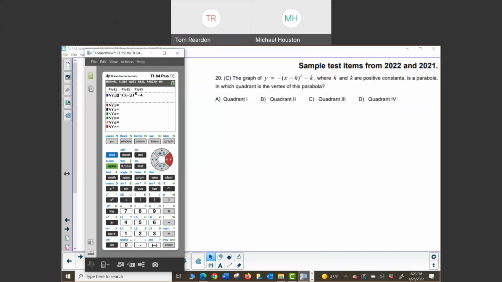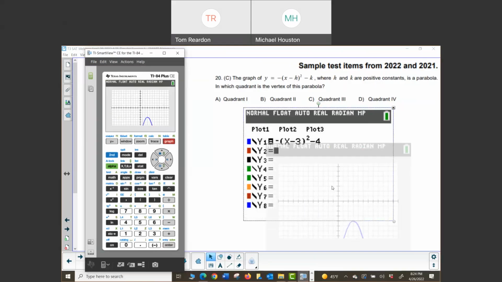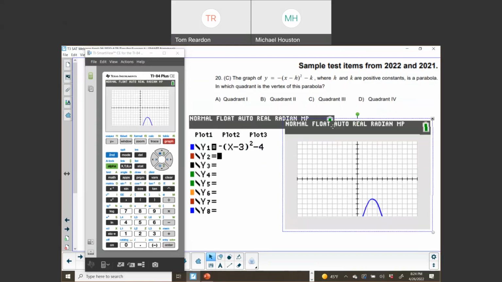Instead of being squared, I typed in, well, I better start over again. Whenever I make a mistake, that's not good. So the quantity of x minus 3, and I've got to hit the squaring button, not the negative 1, minus 4. And then I'll go ahead and graph that. And it's clear that the vertex is in quadrant 4.